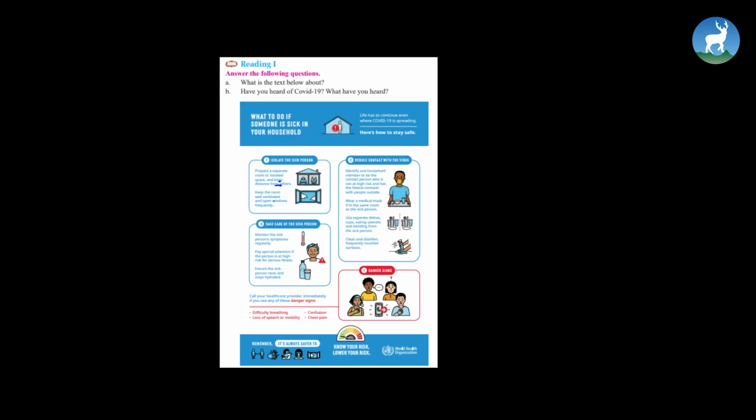Keep the room well ventilated and open windows frequently. 2. Reduce contact with the virus. Identify one household member to be the contact person who is not at high risk and has the fewest contacts with people outside. Wear a medical mask if in the same room as the sick person. Use separate dishes, cups, eating utensils and bedding from the sick person. Clean and disinfect frequently touched surfaces.